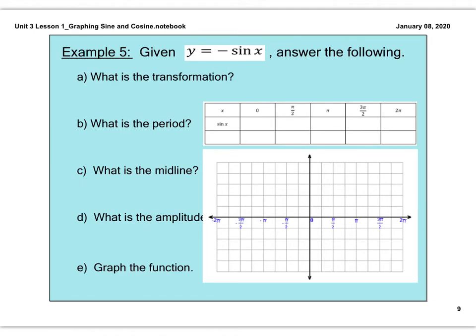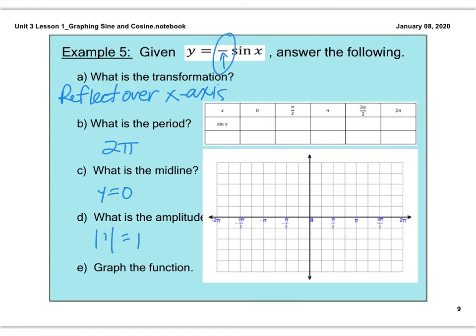All right, here we go. Let's try another one. So what is the transformation? I can see the only thing that's really changed is there's a negative sign here. When there's a negative sign in the amplitude, that means it's going to reflect over the x-axis. So the period will still be 2 pi. The midline will still be at y equals 0. The amplitude will still be the absolute value of 1 because the number in front is negative 1, and the absolute value of that is 1.